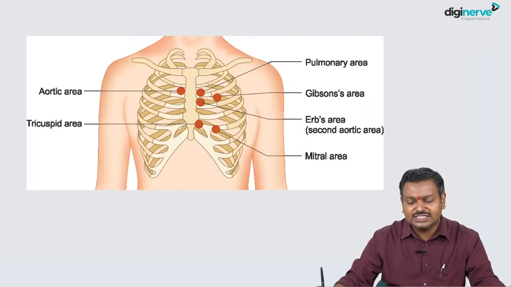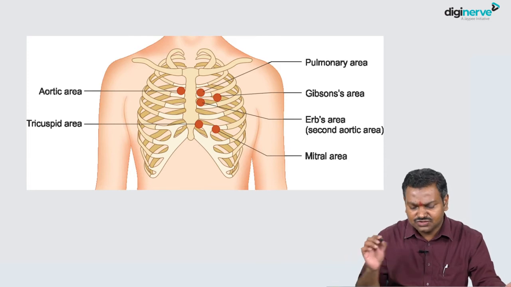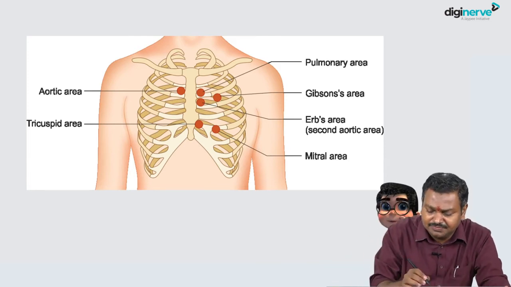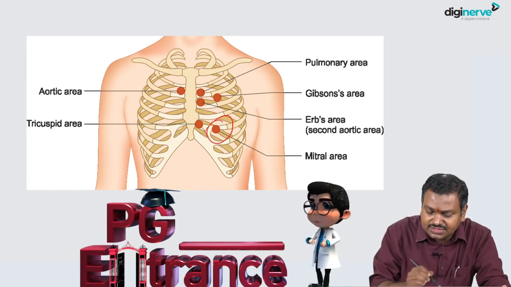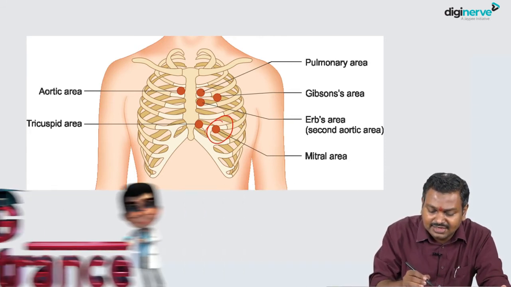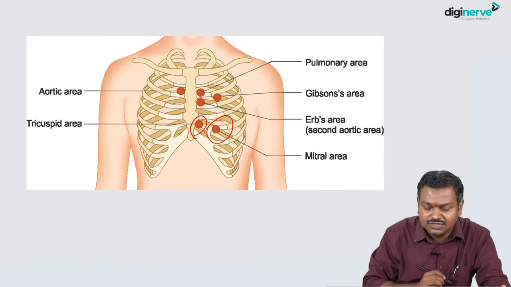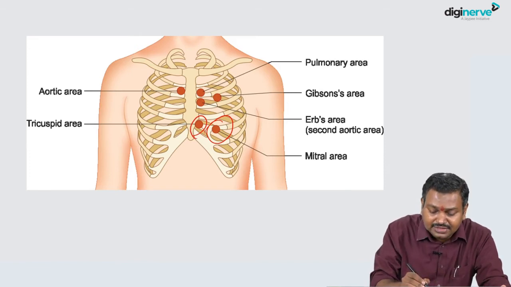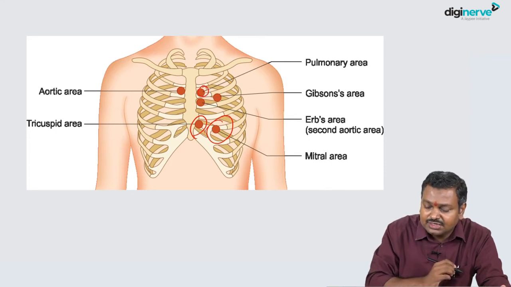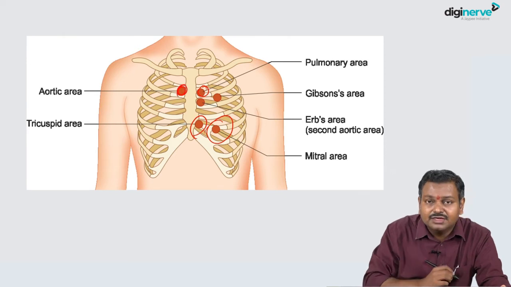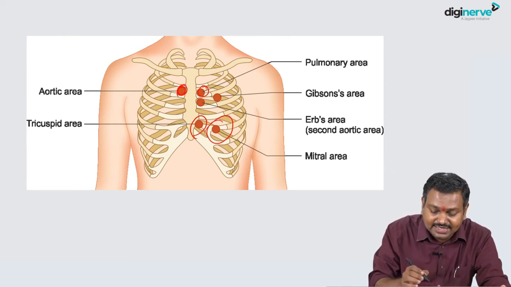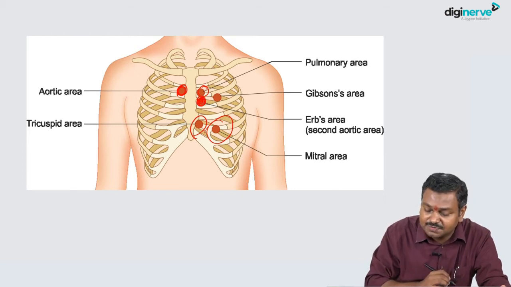Coming on to the various auscultatory areas. We have already discussed these areas. Remember, the mitral area is the fifth intercostal space in the mid-clavicular line. Tricuspid area is the fifth intercostal space, lower sternal edge. The second intercostal space on the left side is your pulmonary area. The aortic area is the second intercostal space on the right side. The Erb's area, the neo-aortic area, is the third intercostal space.